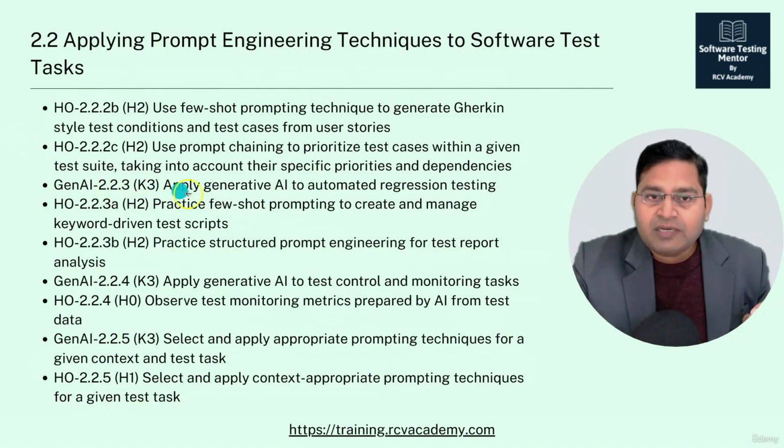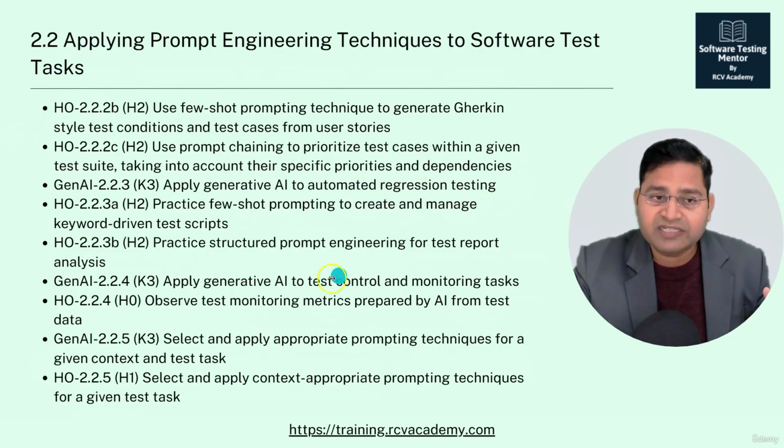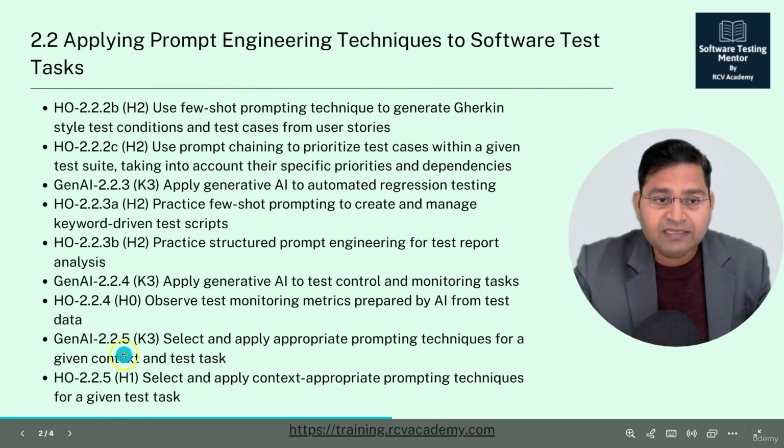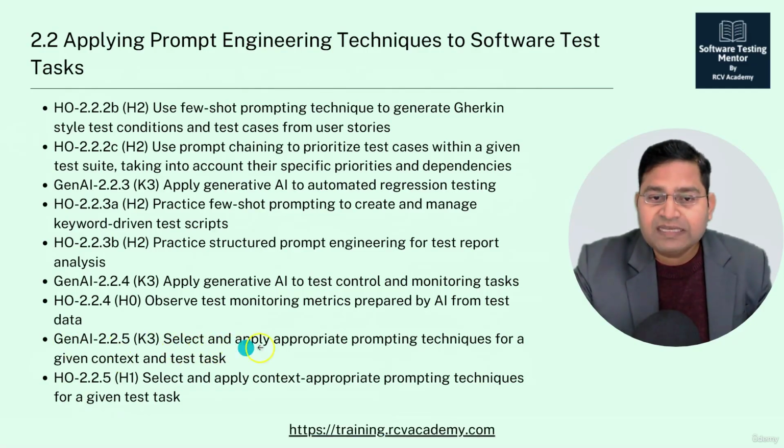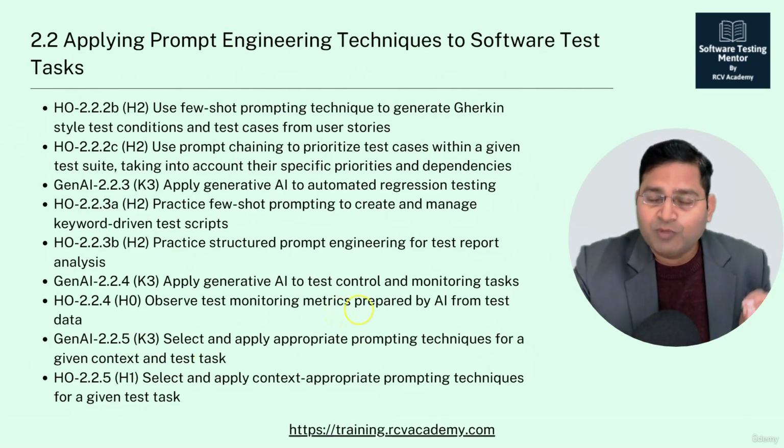Third chapter is about applying generative AI for the automated regression test cases, how you are going to use Gen AI for automation code generation and regression testing. Then you have the fourth chapter, which is using Gen AI for test control and monitoring. And then you have the fifth chapter, which is select and apply appropriate prompting technique for a given context and test task. Okay, so there are 5 chapters or 5 tutorials in this module, and a few hands-on exercises for each of those tutorials will be covered as well.